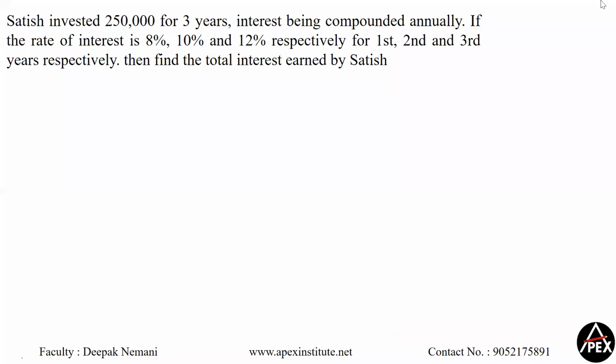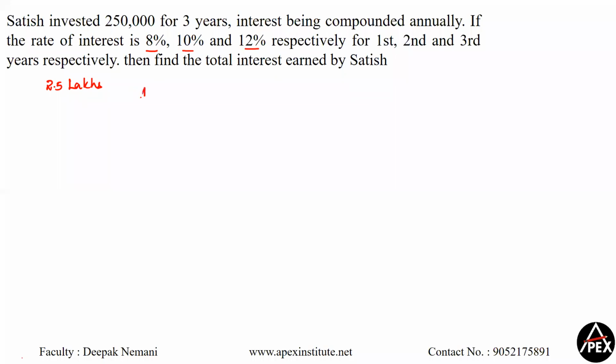Okay, so let's look at this question. Satish invested 2.5 lakhs, and I will be considering this in lakhs, for 3 years, interest being compounded annually. If the rate of interest is 8% for the first year, 10% for the second year, and 12% for the third year, then find the total interest earned by Satish.